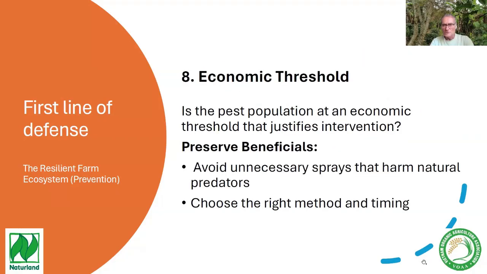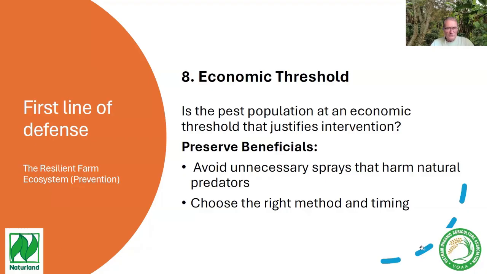And the economic threshold, all of us know this. We have to check if the economic threshold is really already there that justifies intervention. And even if we see it's now time to intervene, we also have to check to avoid any unnecessary sprays that harm natural predators. So it always has to be balanced before we go for what we call the second line of defense. And of course, we have to choose the right method and timing.